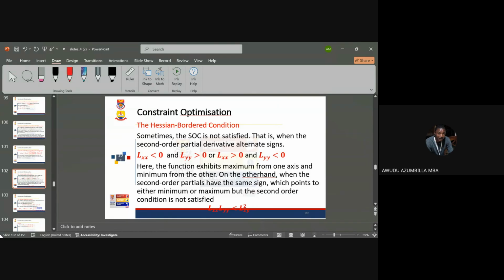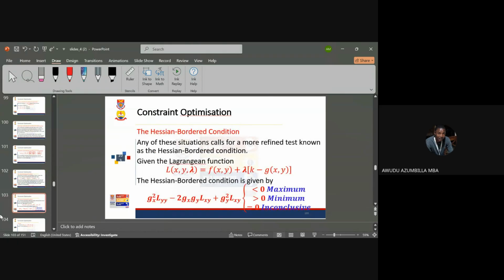If we encounter any of these situations, then we are going to use the bordered Hessian condition to solve this problem if we have alternative signs. Now, what does the bordered Hessian do? The bordered Hessian is just another format that we are going to use to determine whether our function is a minimum or maximum.